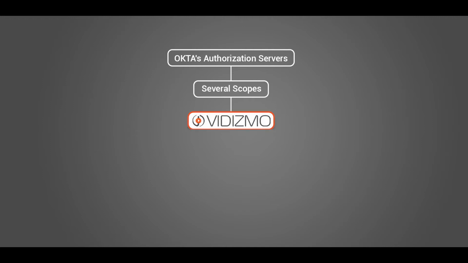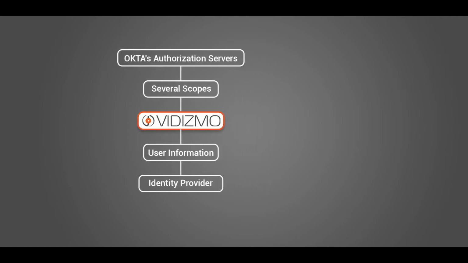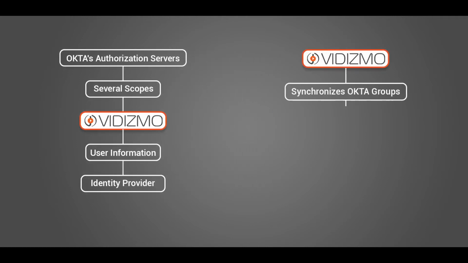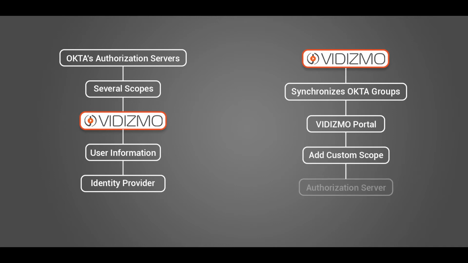Once you've assigned the application to relevant users and groups, you can move on to the next section, that is adding custom scope and claim. By default, Okta's authorization servers expose several scopes during user authentication that allow Vidizmo to map user information from your identity provider to Vidizmo. As Vidizmo synchronizes your Okta groups to your Vidizmo portal, you need to add a custom scope named Groups in the list of scopes exposed by your authorization server.